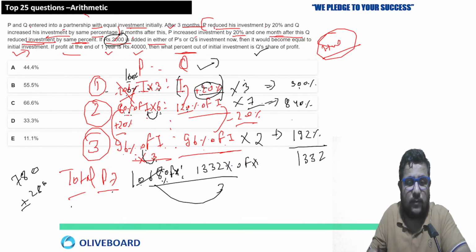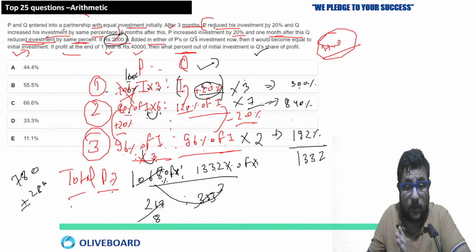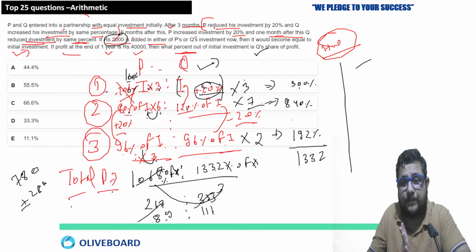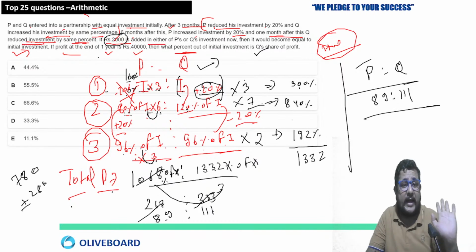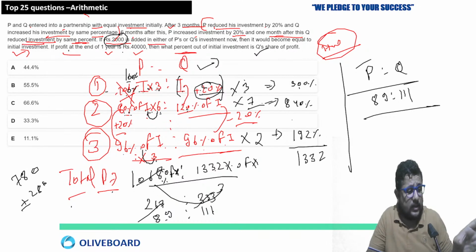Now by 4 when you cancel it, so 534, 267. Okay, now here by 4 I am cancelling. Okay, 333. Now by 3 also it can be cancelled. 3 4s are 12, 3 8s are 24, then 3 9s are 89, then this is 111. So 89 ratio 111. So this is the profit ratio of P and Q.